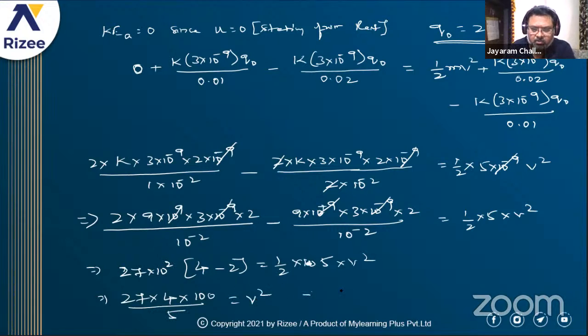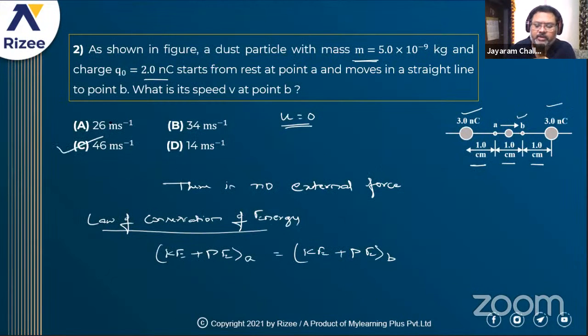So now on solving this one, you should be getting V is equal to 12 root 15, which is nearly equal to 46 meters per second. So this is our basic thing. That means you will get option C.